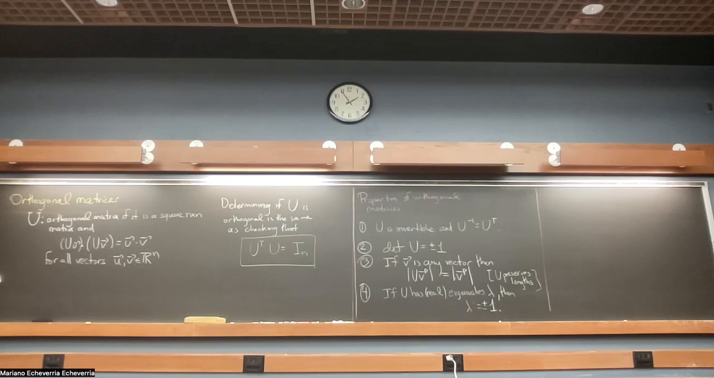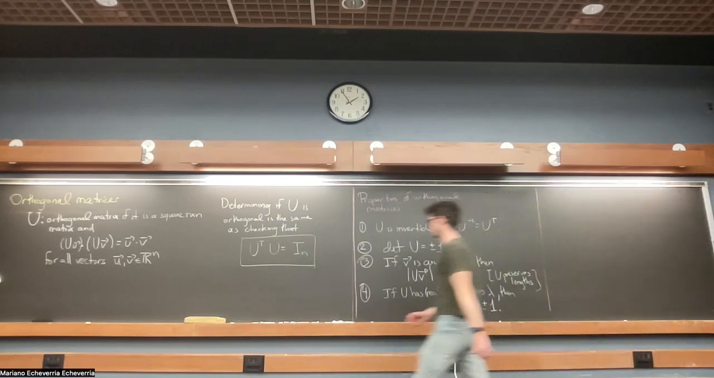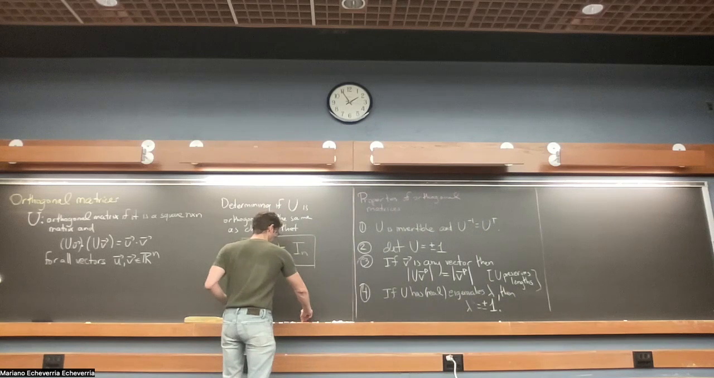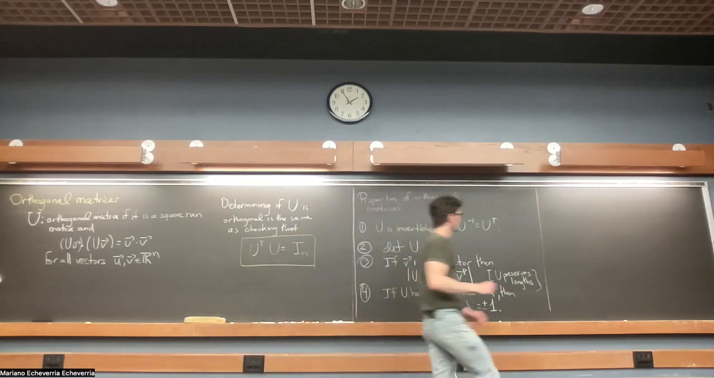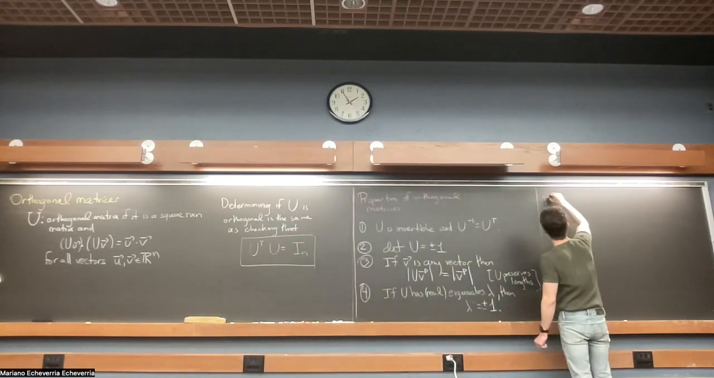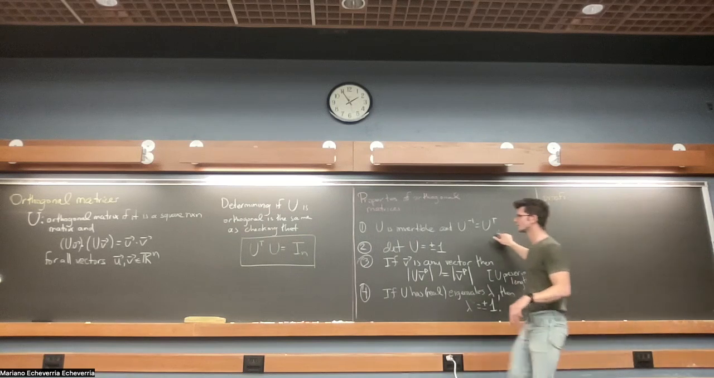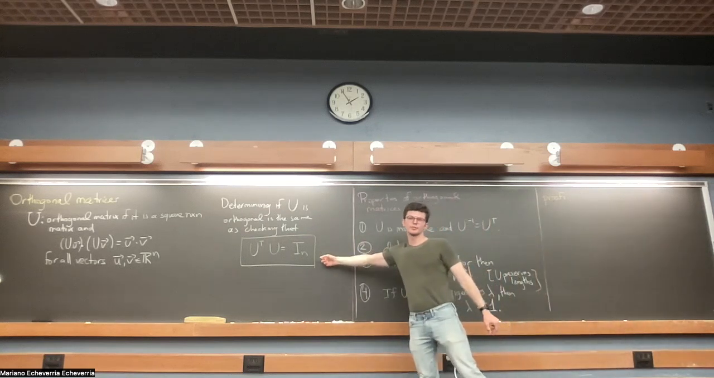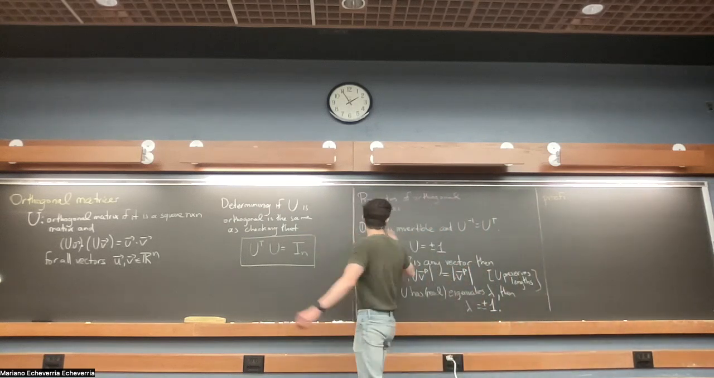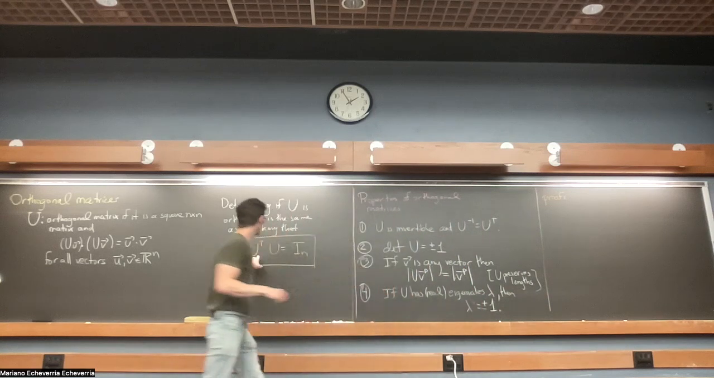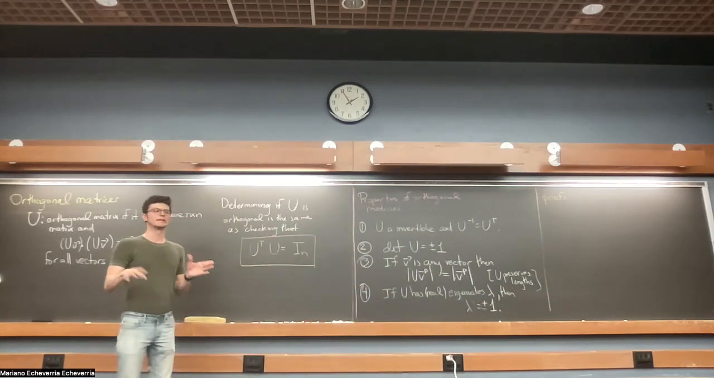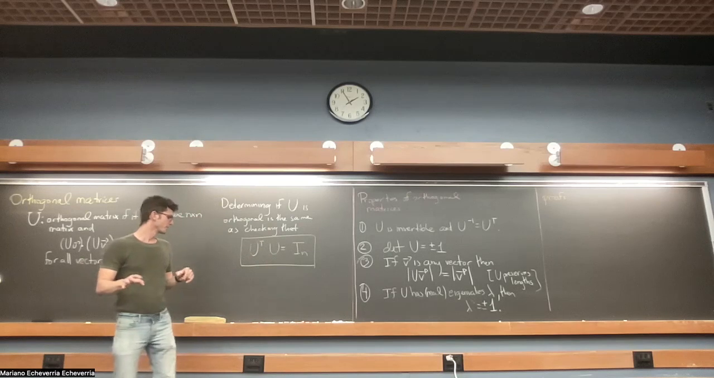Let's see why they are true. So the first one I kind of already mentioned. It just follows from this property, right? Because that's precisely what it means to be the inverse. The inverse is a matrix with that property. So that one hopefully is kind of clear.